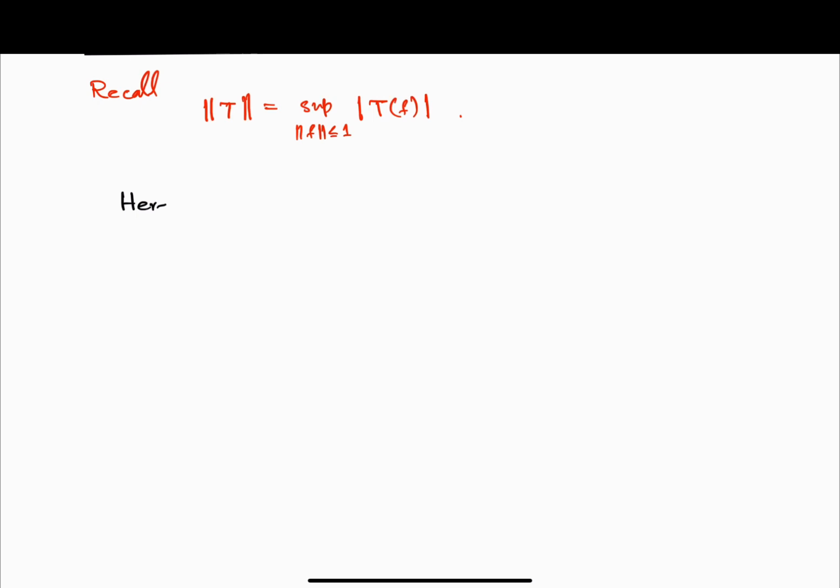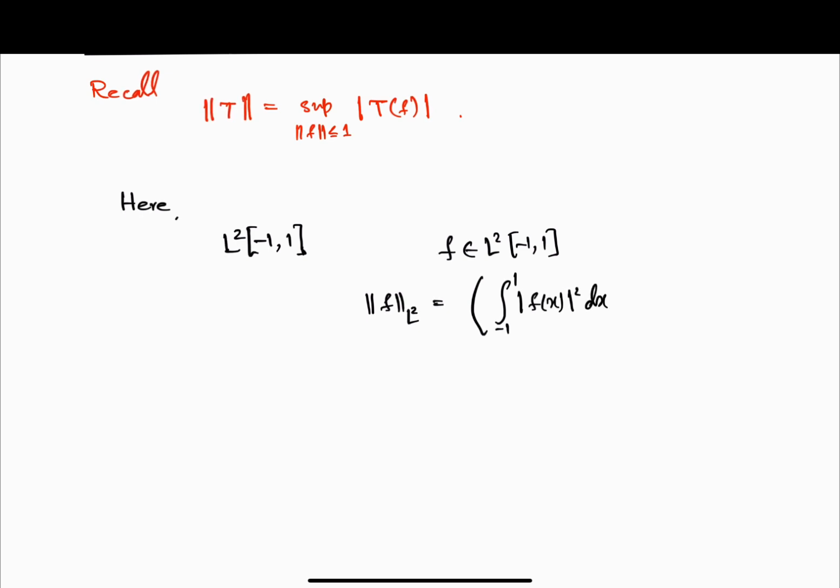Here the space is L2 over the set minus 1 comma 1. So this is again a Hilbert space, and f is in L2 of minus 1 comma 1. Then the L2 norm of f is defined like this: the integral from minus 1 to 1 of mod fx square dx, with the Lebesgue measure, to the power half. So this is the norm here.